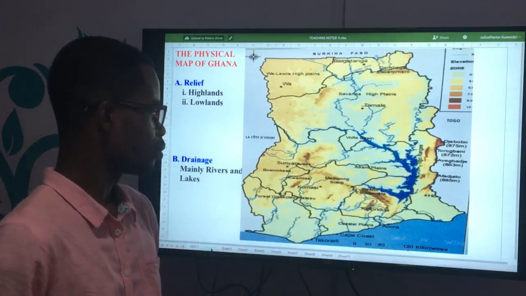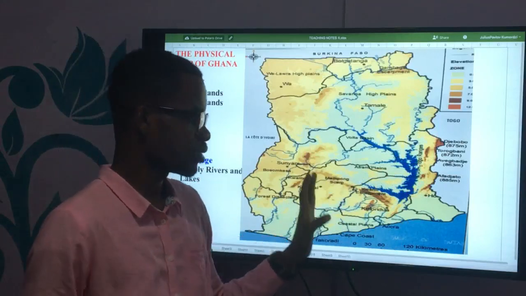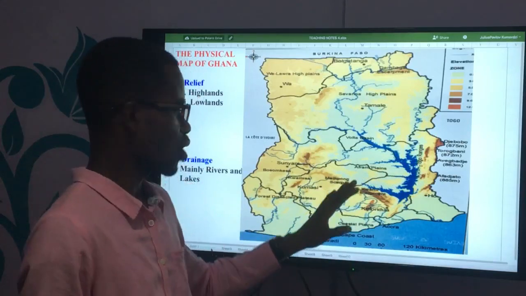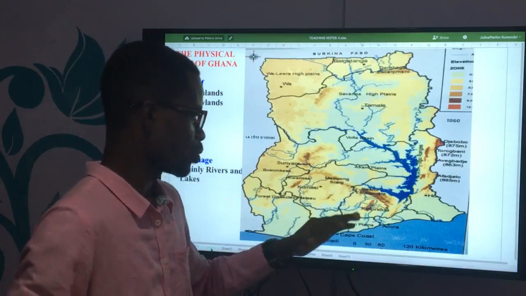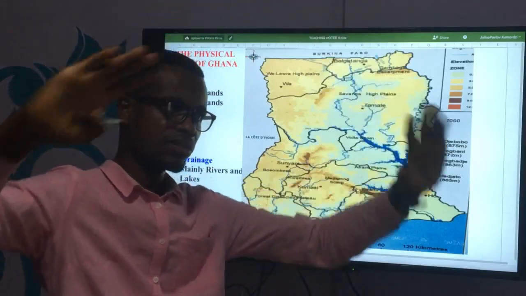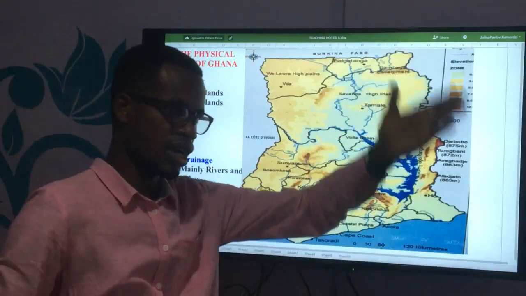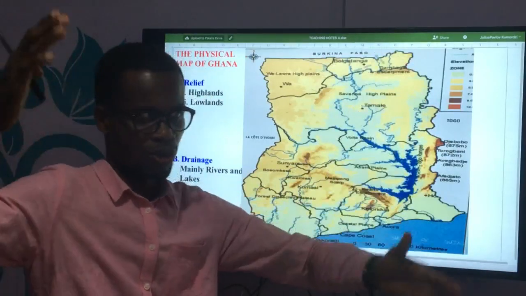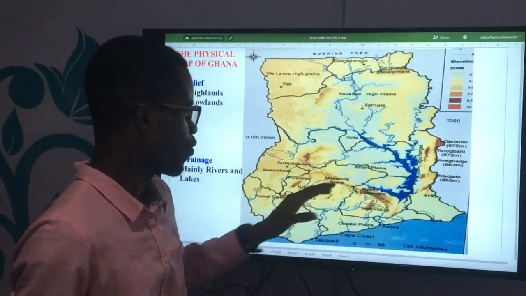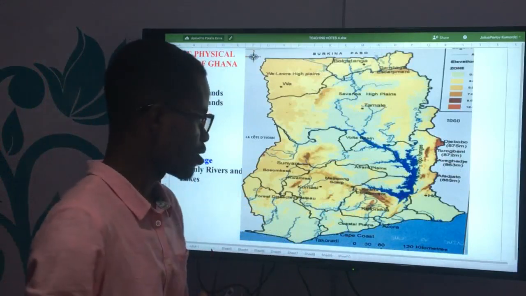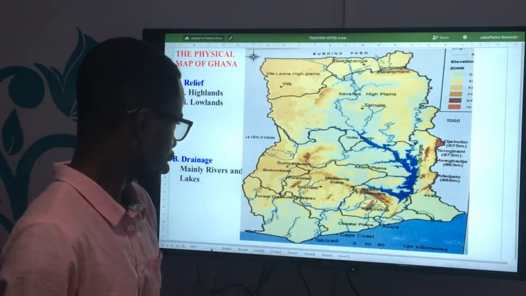Then when you come to the Ashanti region, you have the Mampong Scarp. That one too is a bit of a hill with some steep side, not too slopey anyway. So you find that one too. There's also a tourist site.